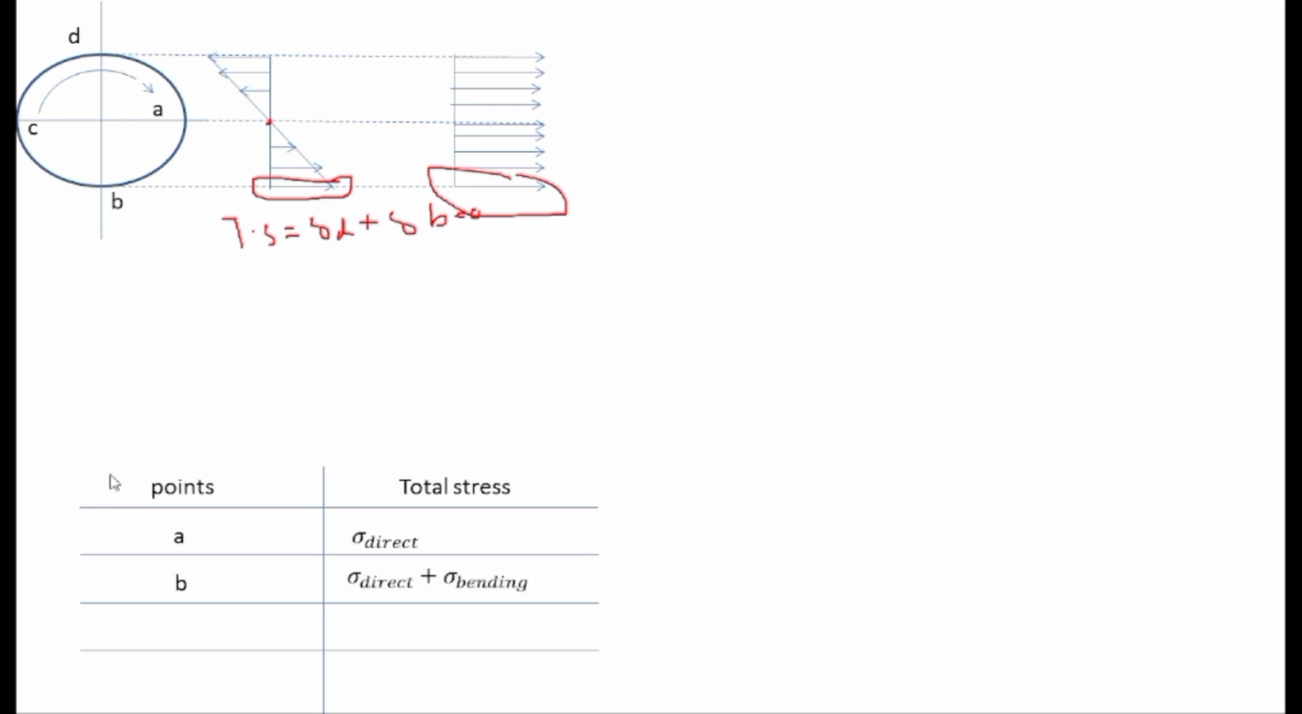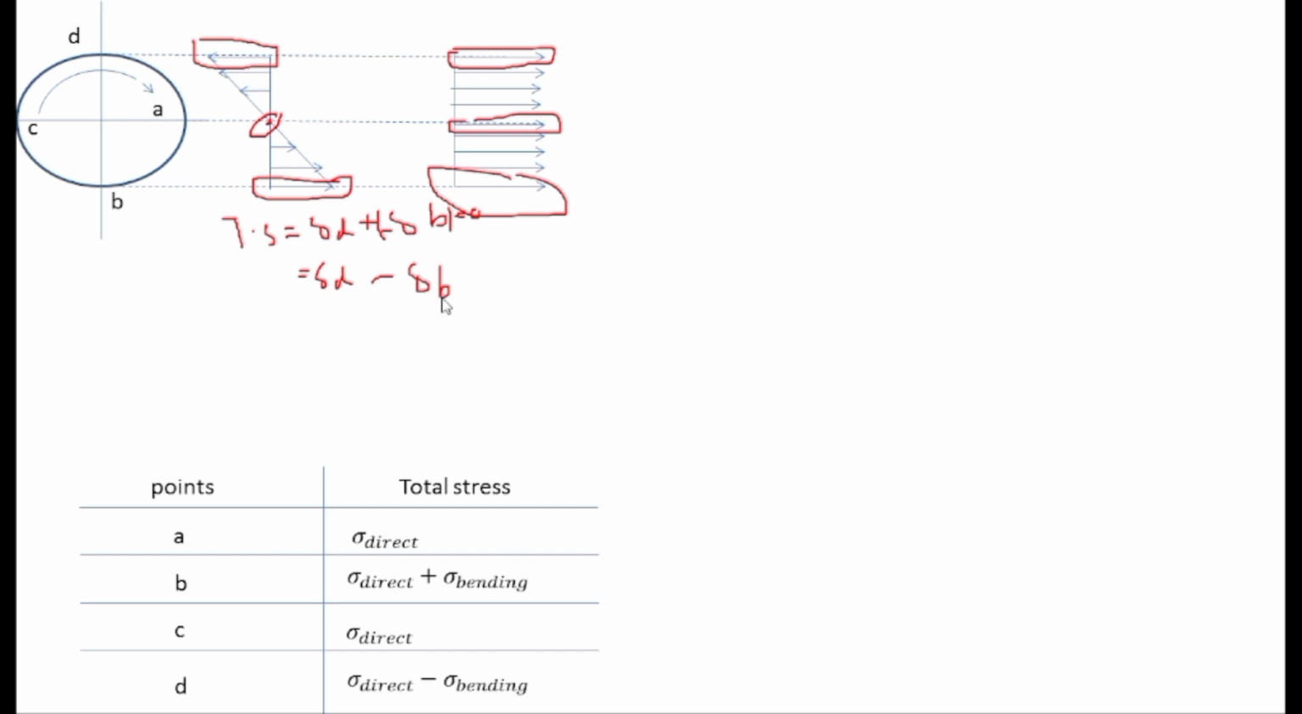And at point C again, you can see that the direct stress is this one and the bending stress is equal to 0. So total stress at point C is equal to direct stress. And at point D, you can see that the direct stress is in positive direction and the bending stress is in negative direction. So total stress at point D will be equal to direct stress minus bending stress. Now, since we have obtained the general formula for these points, now we can have different cases.